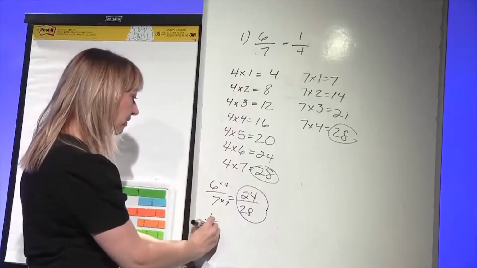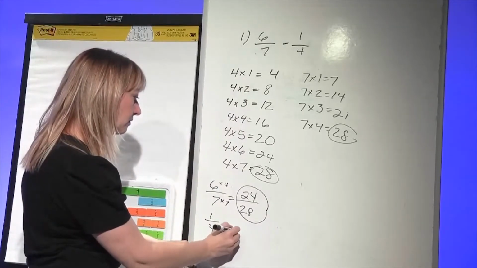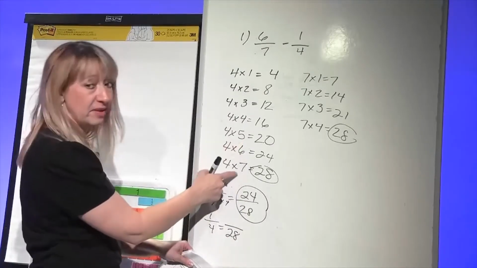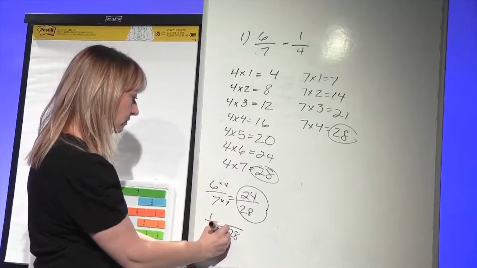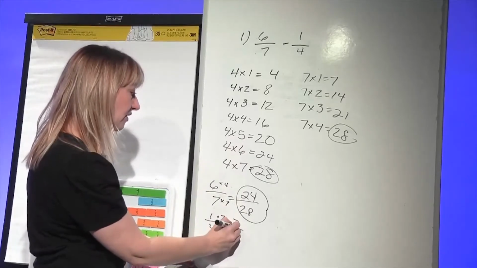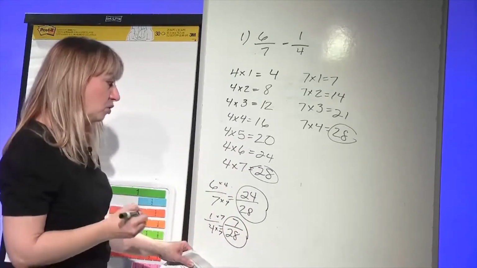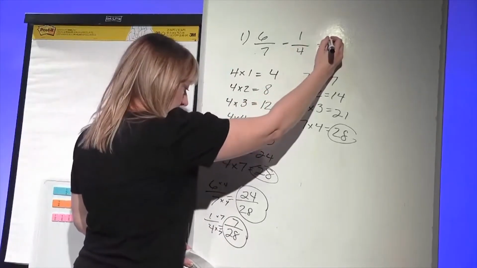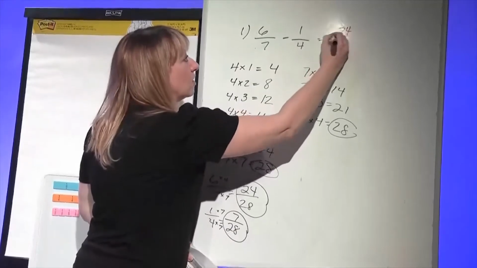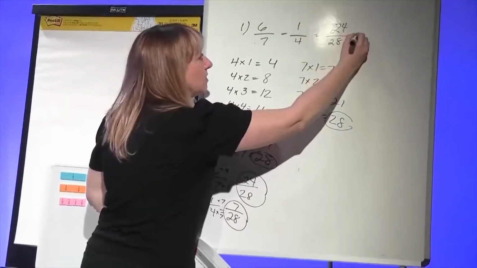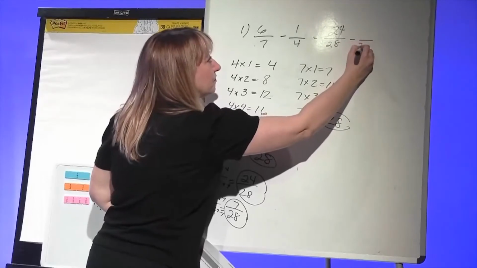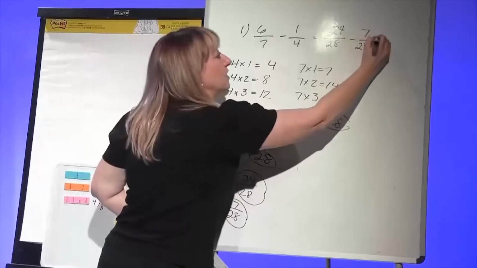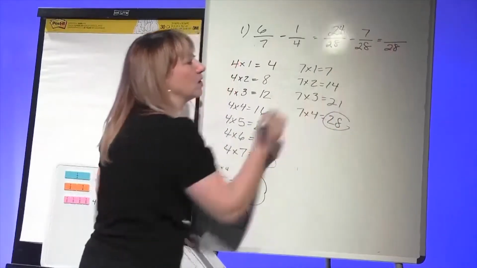Now I have 1/4. Again, how do I get from 4 to 28? I had to multiply by 7. So now I have 7/28. So here are my two fractions. Now I want to plug them into my original problem. So 24/28 minus 7/28. Again, my denominator stays the same because I found one that works for both.